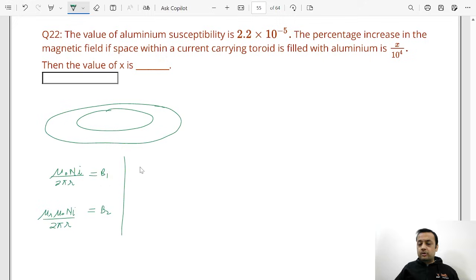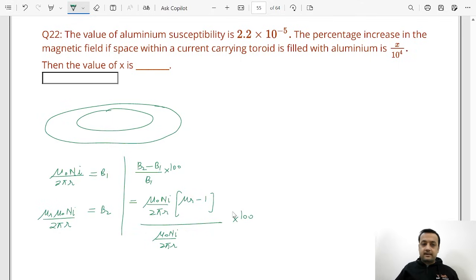So now we have to find the percentage increase in the magnetic field. That means we have to find (B2 minus B1) upon B1 into 100. This is what we have to calculate. So if you do B2 minus B1, mu naught N i by 2 pi r will come out common, and you will be left with mu r minus 1. This is the numerator, divided by B1. B1 is mu naught N i by 2 pi r, and then multiplied by 100. So you can see that this entire thing will be cancelled.